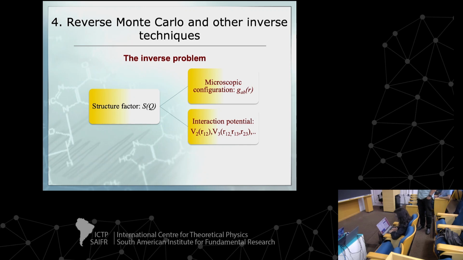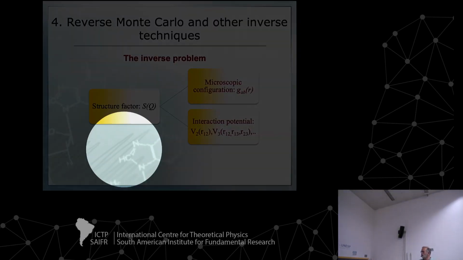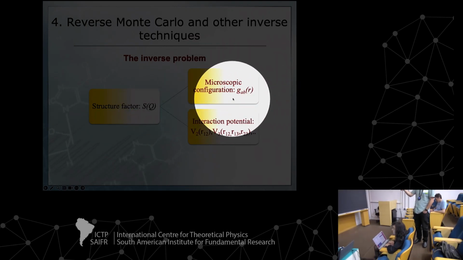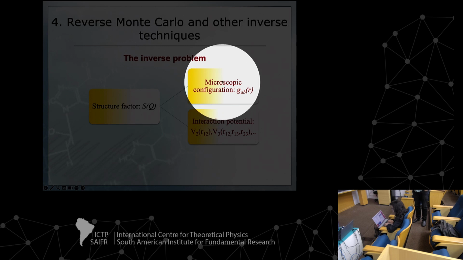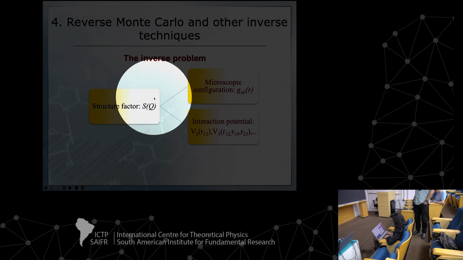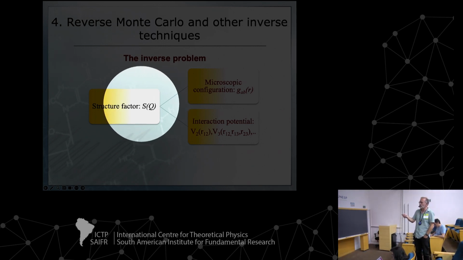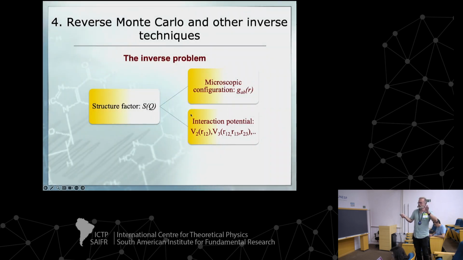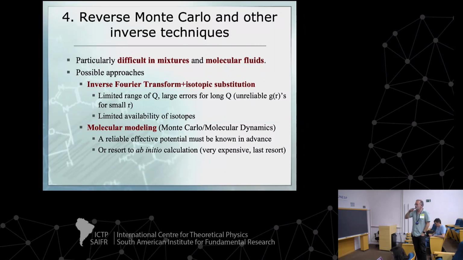And the idea is to go from the structure factor to a microscopic configuration that is described by pair distribution functions, right? Additionally, strictly speaking, the inverse problem is many times considered as going from the structure to the calculation of the interaction potential, right? So this is tricky depending on the definition you use, but both things can be considered inverse problems because you have to go from reciprocal to real space.